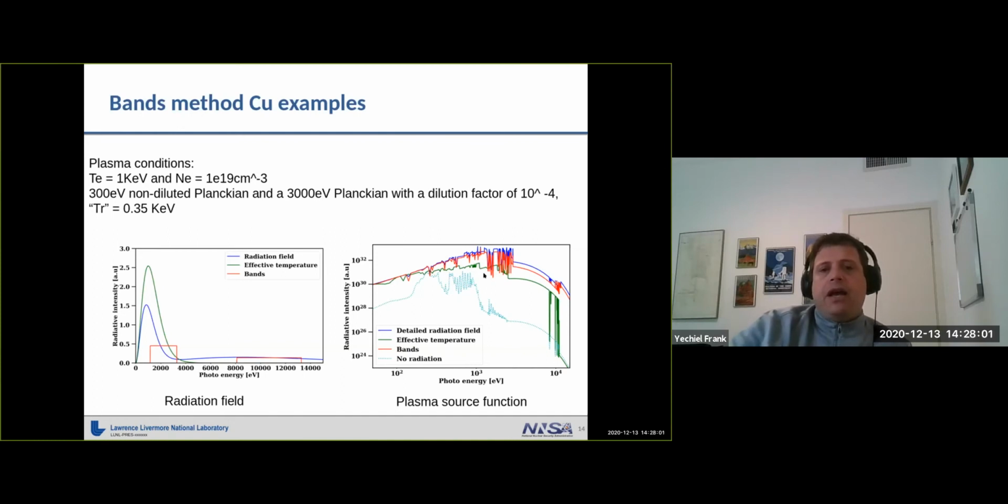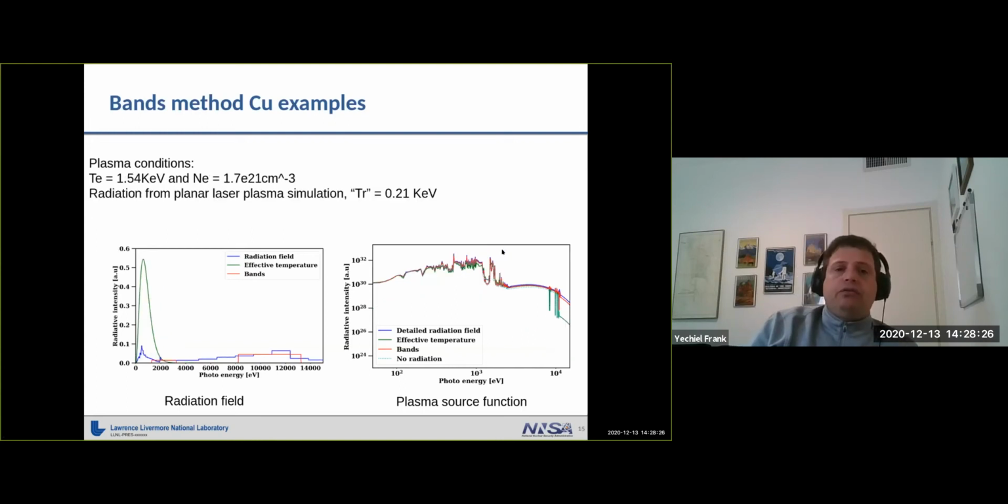separately. And you can see, of course, if you make the calculation with no radiation field, you get very far from the actual result. The effective temperature does get you closer, but still, there are quite a few orders of magnitude here. And then if you took the band method versus the full actual detailed calculation, which is what would have happened in line, you actually get a pretty good approximation for the source function.